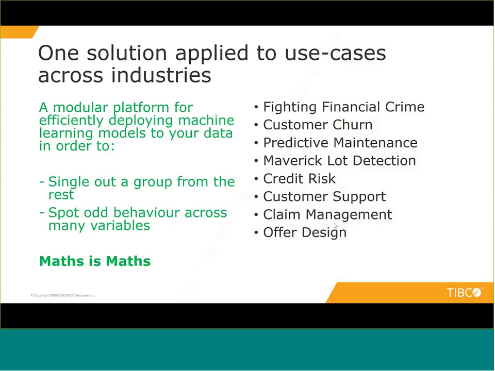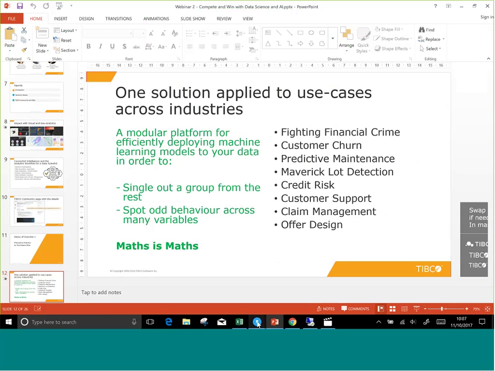Anyway, some of the use cases in which we have applied this template have been fighting financial crime, customer churn, predictive maintenance, maverick lot detection, credit risk, customer support, claim management, and offer design. Maverick lots, for example, are when you have manufacturing lots and some may be faulty, and you apply tests to those, and you can analyze those tests and single out the bad lots. So having said this, let's go into demo mode.